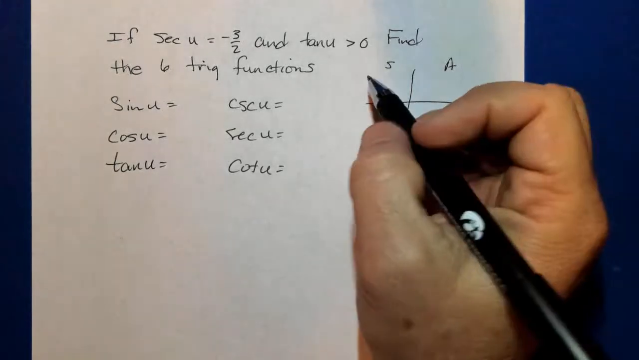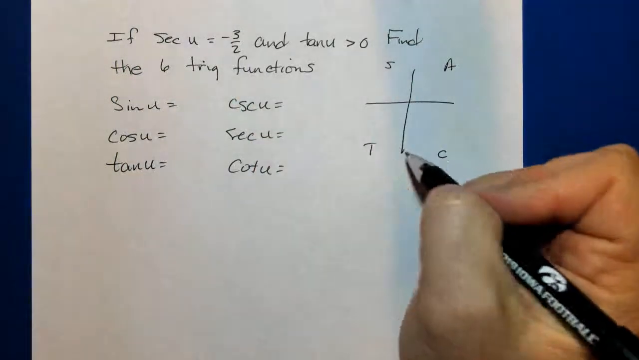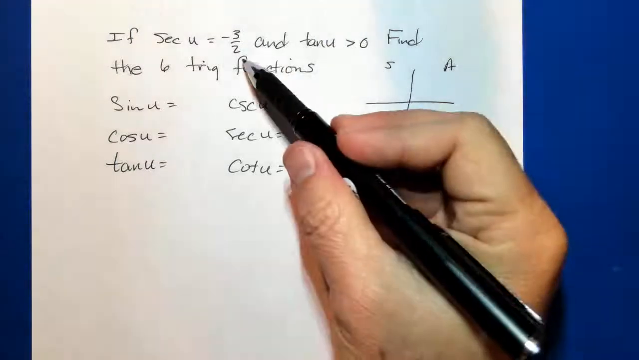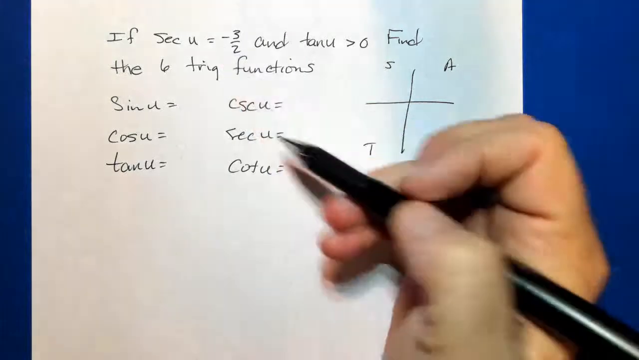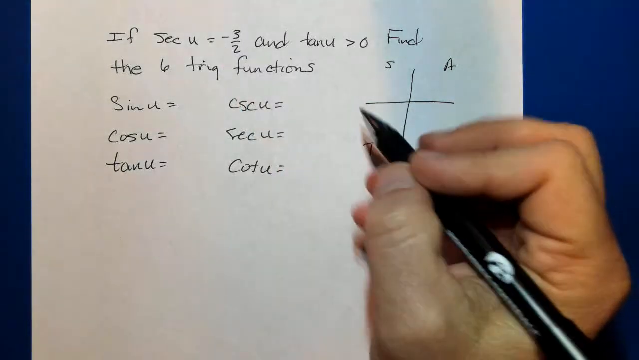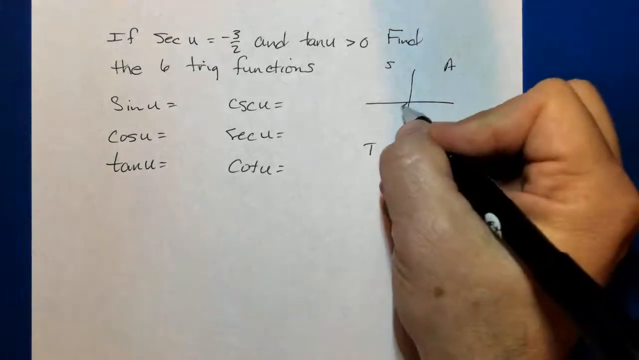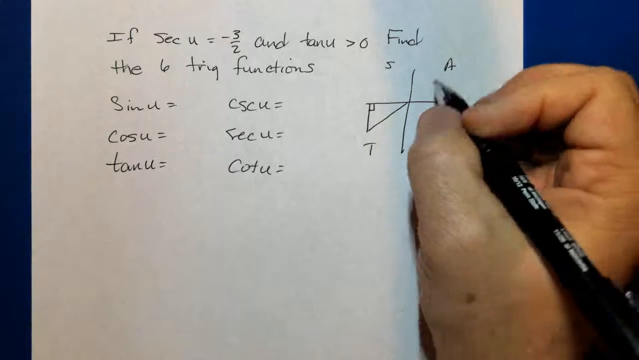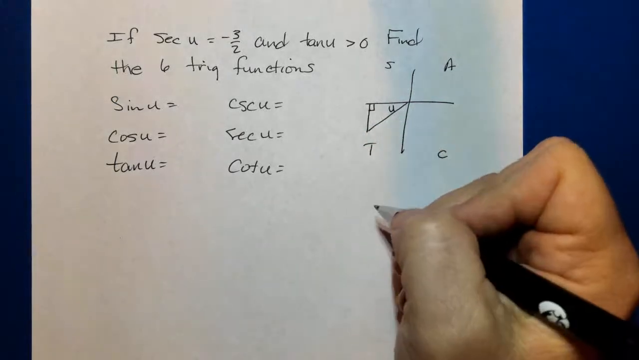Alright, so we're looking for a quadrant. We're going to draw a triangle somewhere in one of these four, where the secant is negative. Now, if the secant's negative, then the cosine is negative. So we're in quadrants 2 or 3. But we're also looking for the one where the tangent's positive. The only quadrant where that is true is quadrant 3. Okay, so we have our angle U.